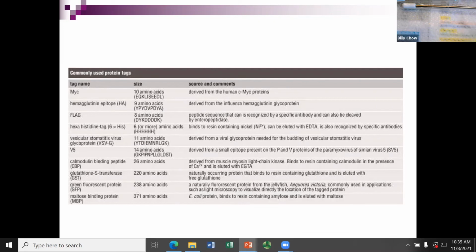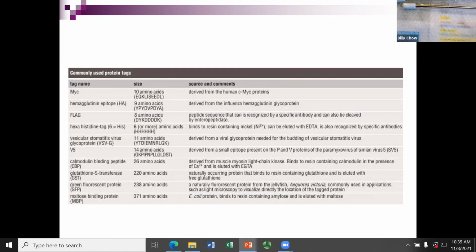You can use a MYC tag or HA tag, FLAG. These are 8 to 10 amino acid long small peptide regions, so very simple to engineer into your fusion protein. You can use this for detection, basically for antibody detection.